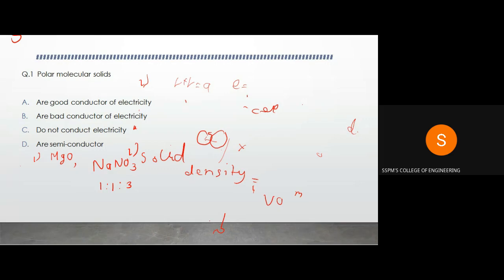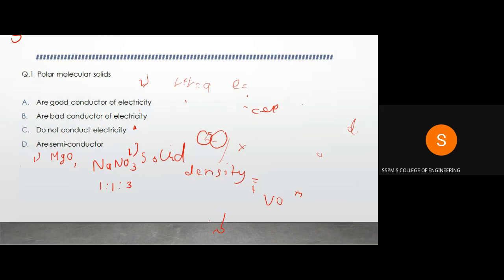In this case mass, volume and density are the same. In the vacancy effect, mass decreases, volume is the same, density decreases, because density is equal to mass upon volume. When the mass decreases, the density will decrease.